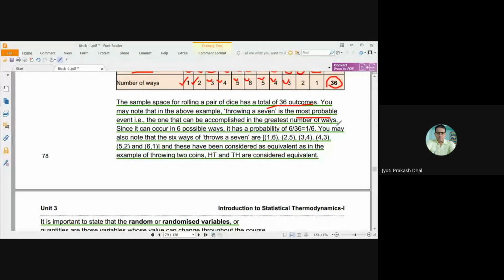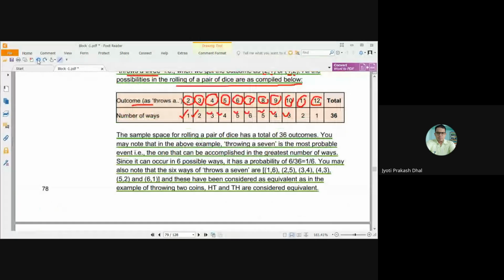so in this table, you can see throwing a 7 has the highest number of ways.